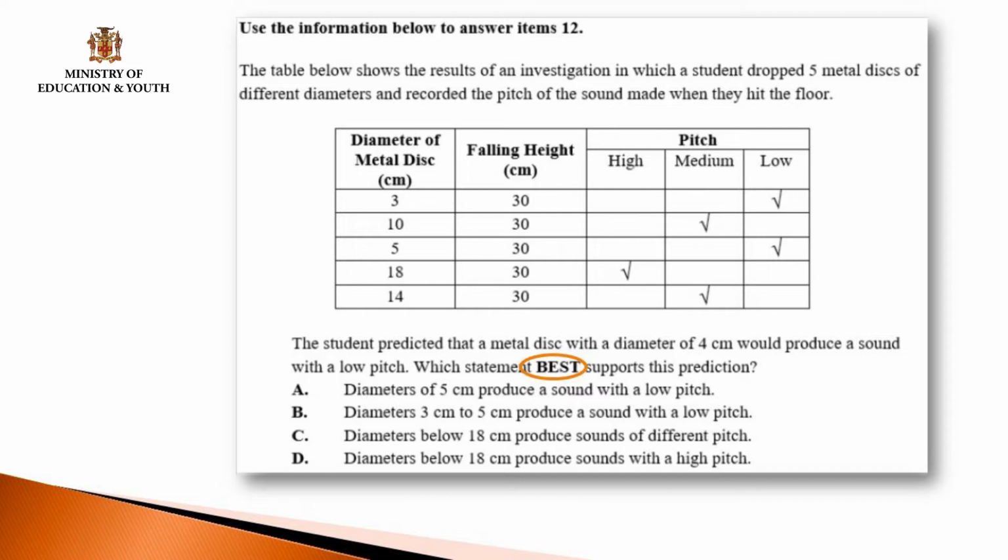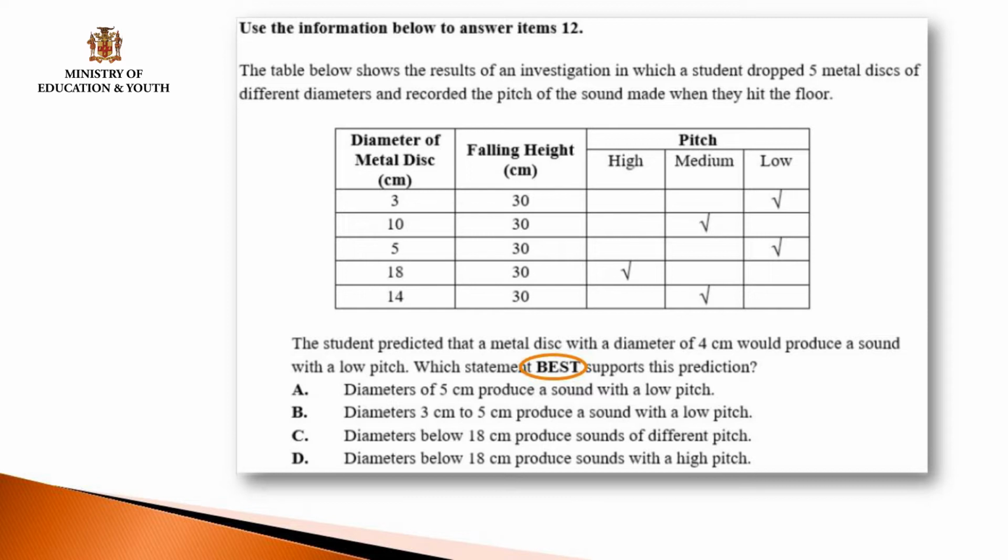Diameters of 5 cm produce a sound with a low pitch. Diameters 3 to 5 cm produce a sound with a low pitch. Diameters below 18 centimeters produce sounds of different pitches. And diameters below 18 centimeters produce sounds with a high pitch.